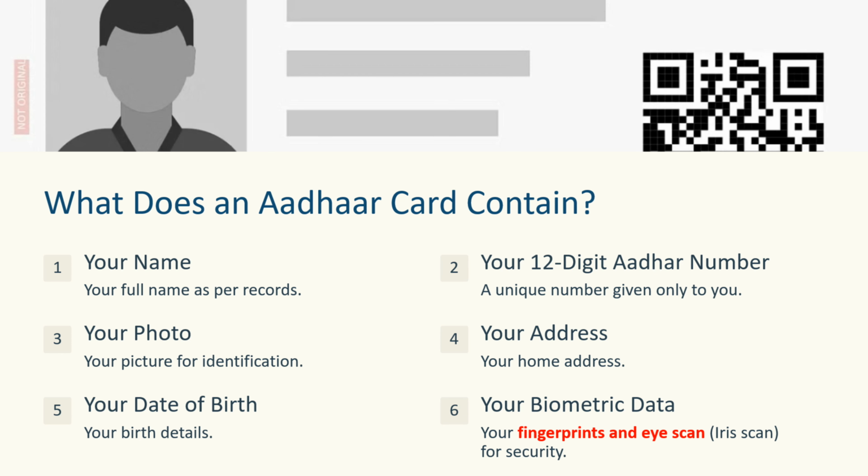What does an Aadhaar card contain? Your name, your full name as per records; your 12-digit Aadhaar number, a unique number given only to you; your photo, your picture for identification; your address, your home address; your date of birth, your birth details; and your biometric data, your fingerprints and eye scan. It is also called iris scan, for security.